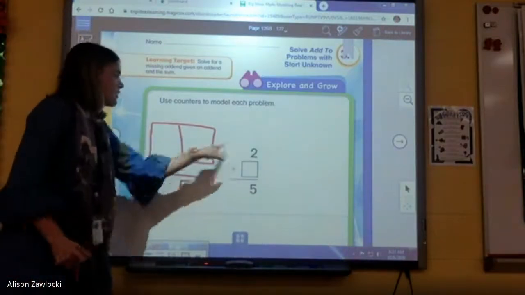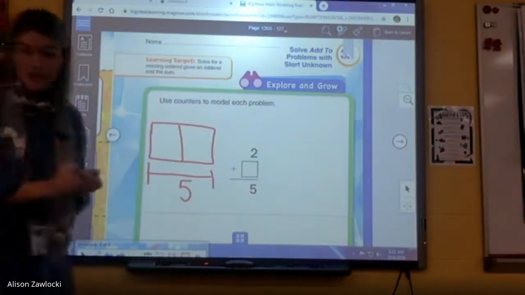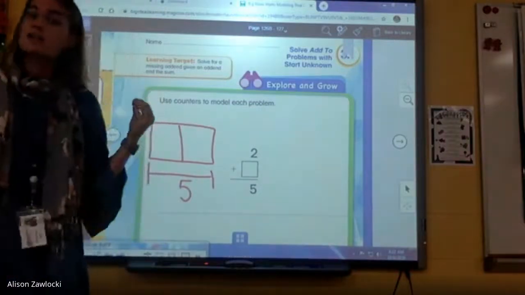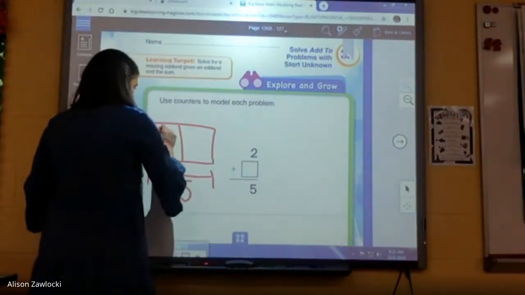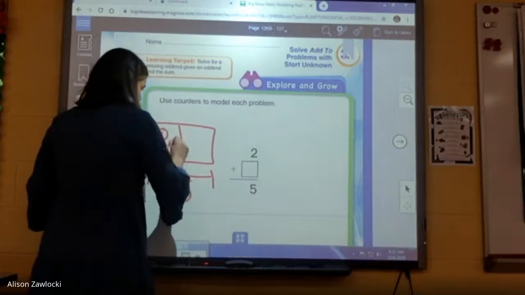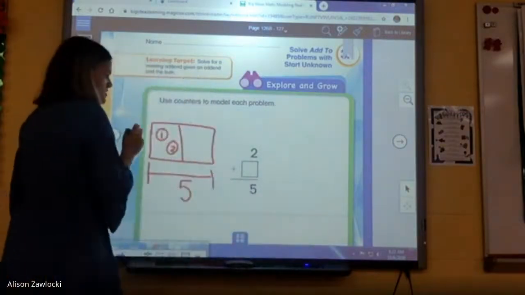So we have our total. We have one addend. Remember, we are going to draw counters. We're going to write the numbers inside the counters, and it shows how many counters I have drawn so far. So let's start by doing that. We're going to write 1, 2, and I'm going to keep drawing counters until I get to 5.